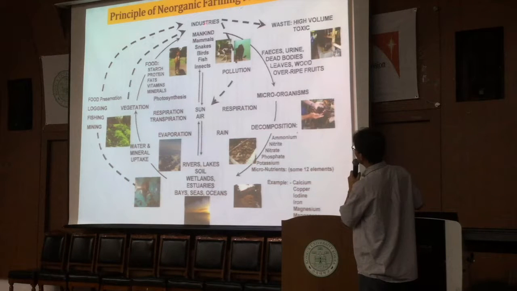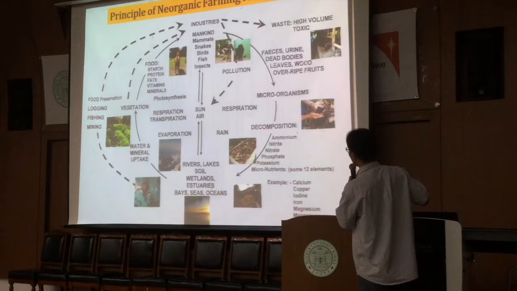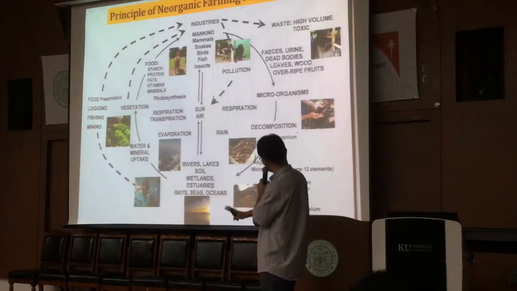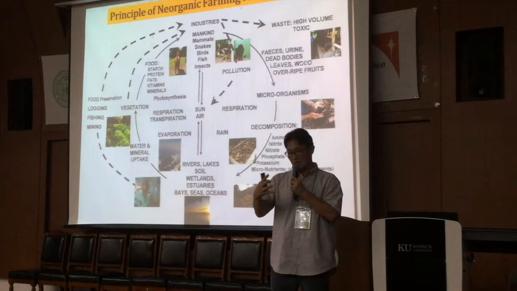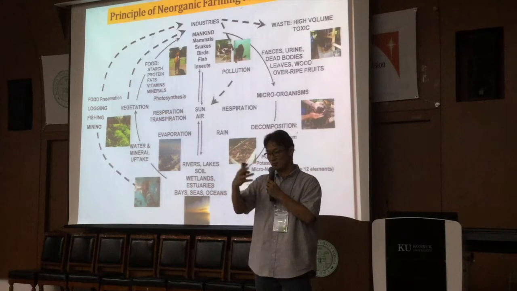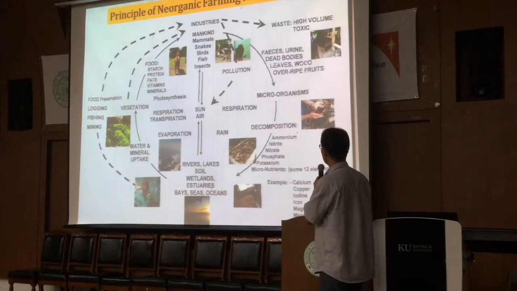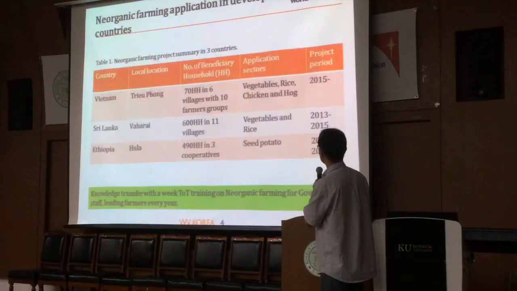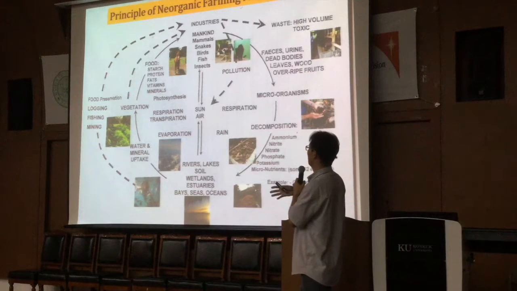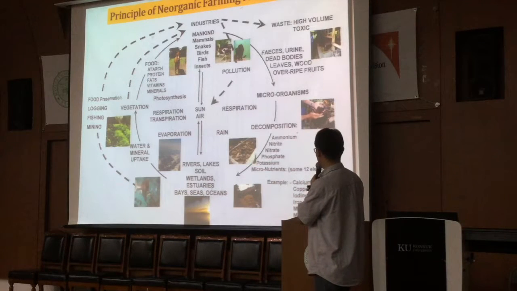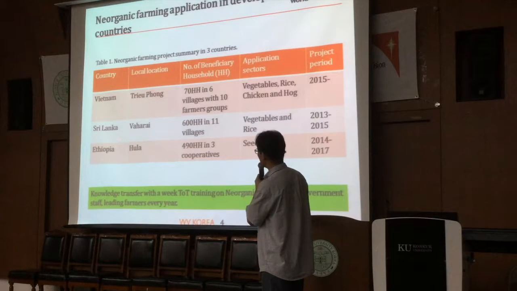In the principles of NeOrganic farming, I emphasize microorganisms and decomposition, so that we can maintain the nutrients and the number of microorganisms in the soil. But most farmers plow the land, and when you plow the land, you destroy the house of the microorganisms on the ground. So I emphasize not plowing the land and covering it with mulching materials. I train only these four principles, and we applied this methodology in Vietnam, Sri Lanka, and Ethiopia.